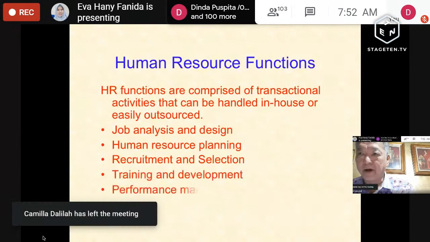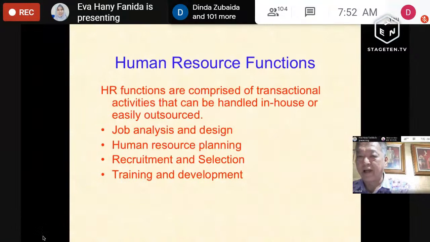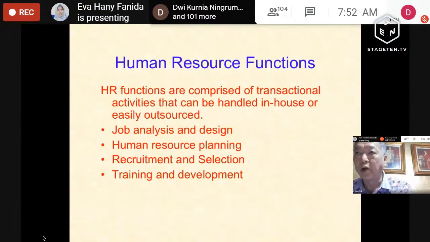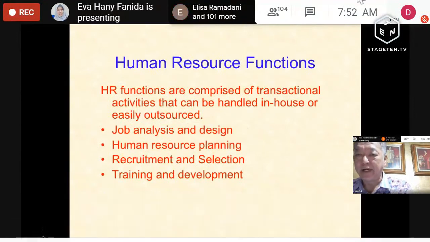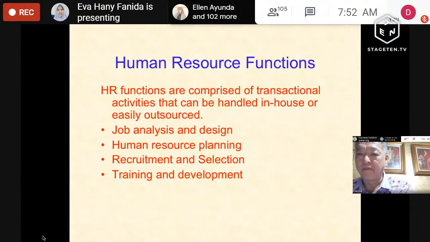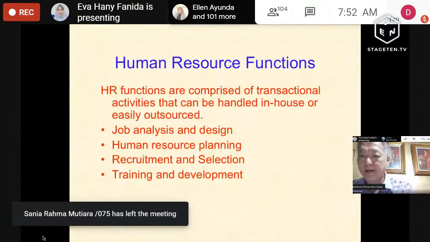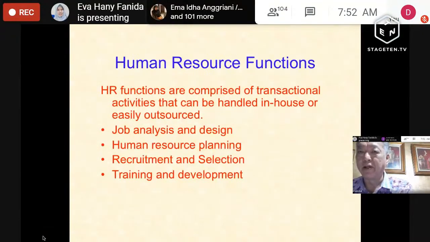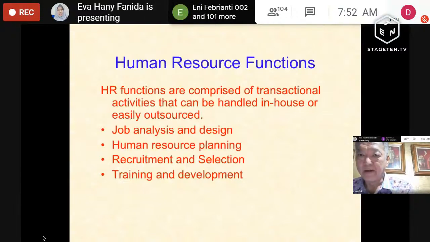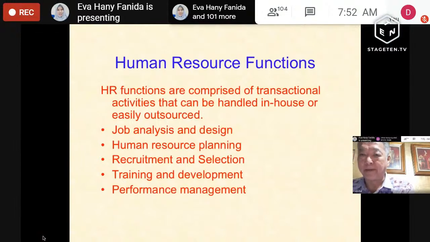Yes, training. Training and development is the function where we develop our people, our employees, to make them work better. Sometimes training and development are separate terms, but sometimes we include them together. I will try to explain in more detail next week about the functions of human resources.